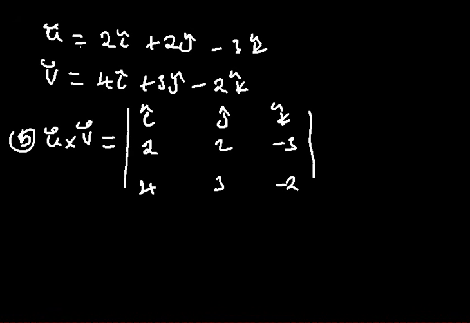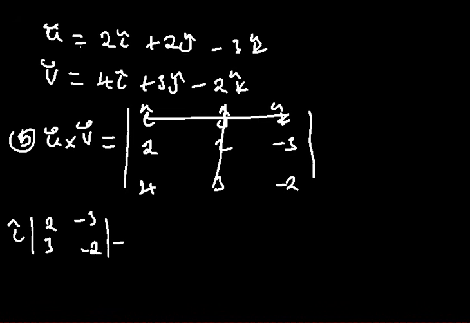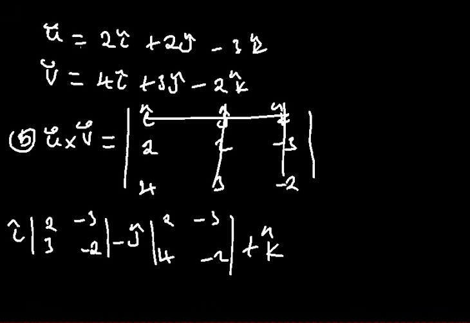Then we'll have the first row and the first column. It means i has gone. We'll have i, having 2, negative 3, 3, negative 2. Then the second column has to be negative j. It means j has gone, whatever is remaining is for j. We'll have 4, negative 2, 2, negative 3. And the plus, whatever is remaining is for k, that is in the third column, that is 2, 2, 4, 3.